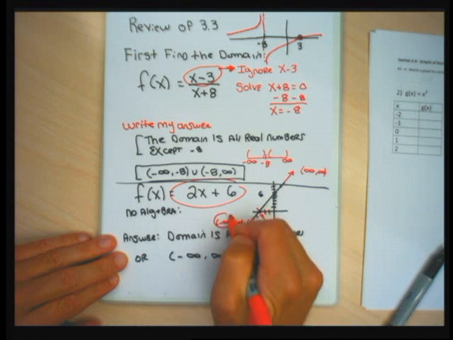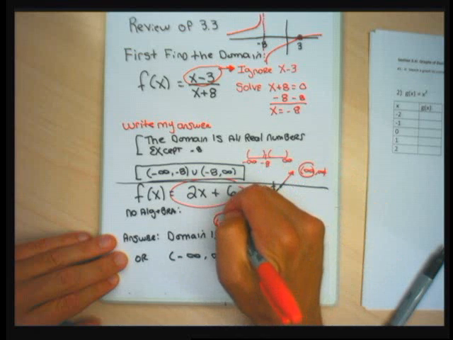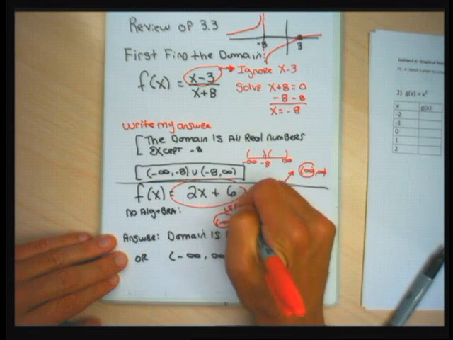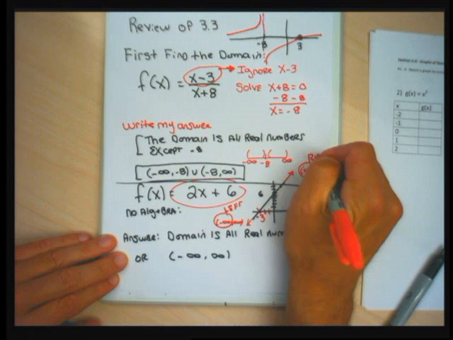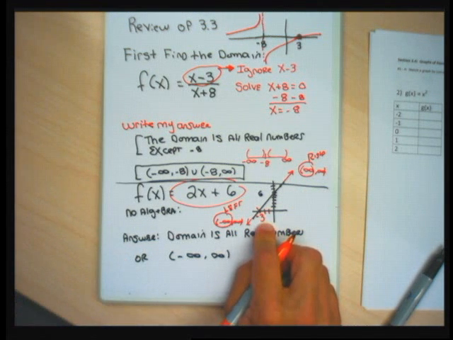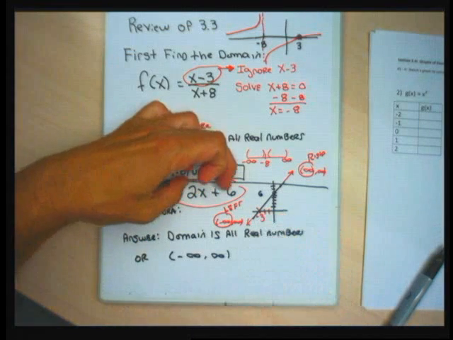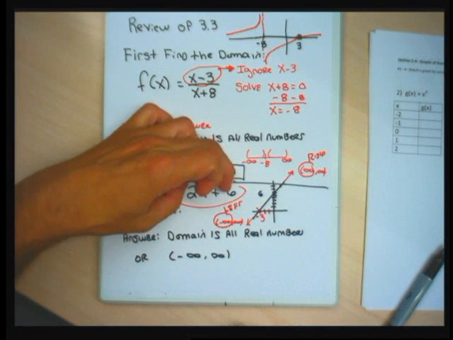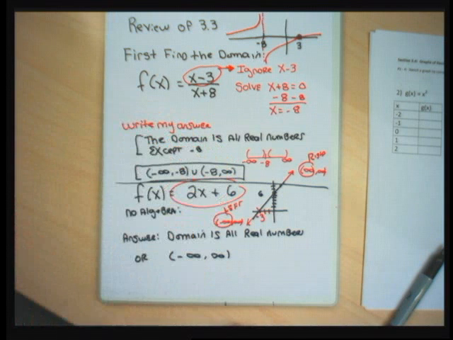And the domain would be the x-coordinate of the far left point, which is negative infinity, and the x-coordinate of the far right point, which is positive infinity. The -3, that's the x-intercept. That's the thing that you'd get if you did the algebra of setting the problem equal to 0. It doesn't show up in the domain at all.